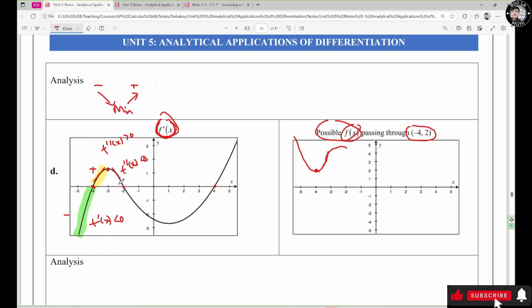Alright, now next one right at negative 2. F prime of s is above the axis from here to here. Do you see that? And then below the axis from here to here. So it changes sign from positive to negative.